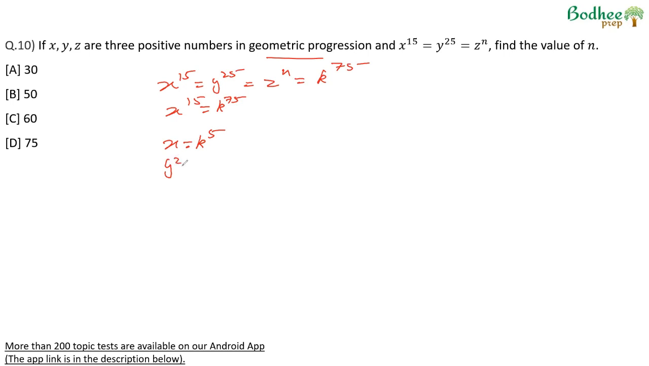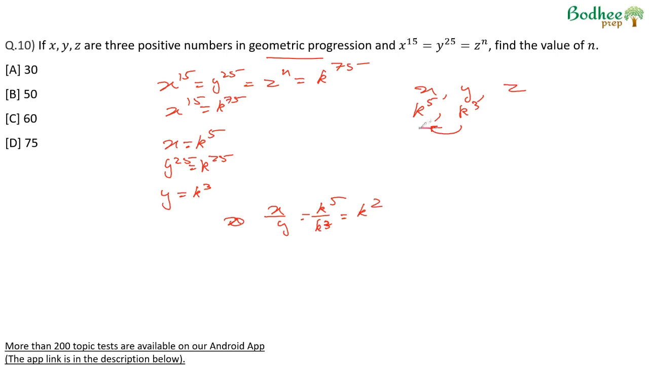Y raised to power 25 is equal to k raised to power 75. Taking the 25th root or dividing the power by 25, y will come out to k cube. Therefore, if you look at the common ratio, x by y is k5 by k cube, therefore k square. Which means if we look at x, y, z, x is k raised to power 5, y is k cube, here it is being divided by k square. The ratio will be same. Therefore, the value of z will be k for them to be in geometric progression. K5 divided by k square becomes k cube, divided by k square becomes k.